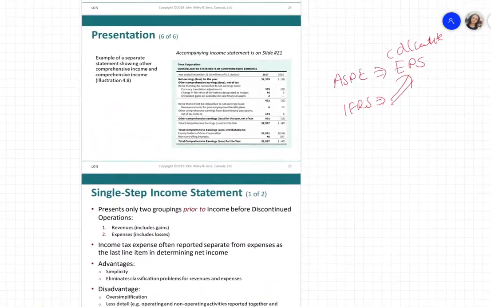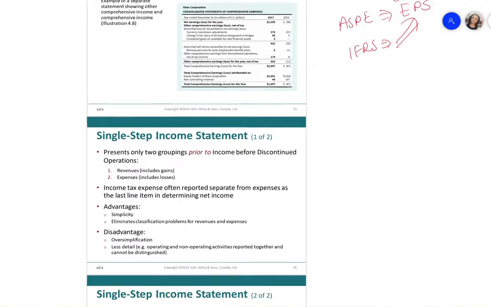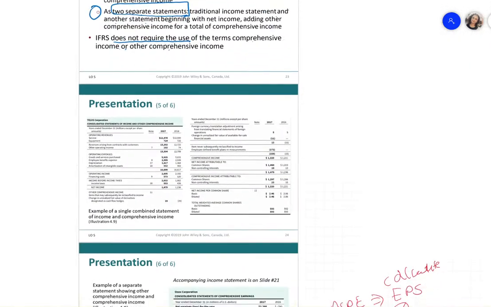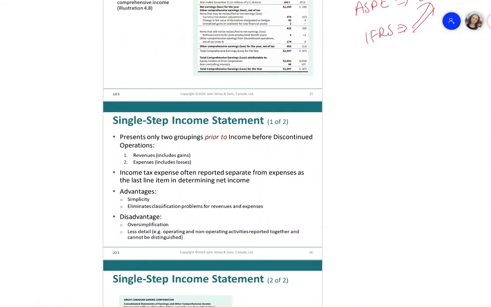So now we talked a little bit about single step and multi-step. When we talk about single step, it presents only two groupings, revenue and expenses. All the revenues are grouped together, all the expenses are grouped together. So that's called a single step. We don't have different columns for different types of revenue or expenses.